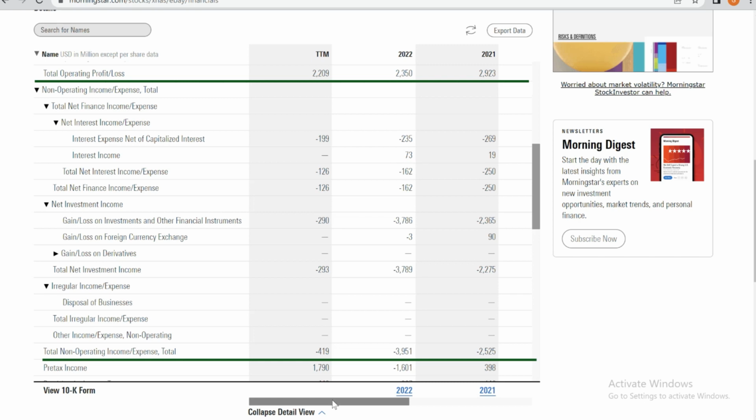We also have the net investment income or loss, which is money from selling securities or liquidating investments. So they have lost around $290 million on investments in the past 12 months. The gain or loss on foreign currency exchange happens when a company buys or sells assets or goods to a customer located in a different country that therefore uses a different currency. So when these assets or goods that were purchased are invoiced, the value of that invoice will vary as both currencies fluctuate.